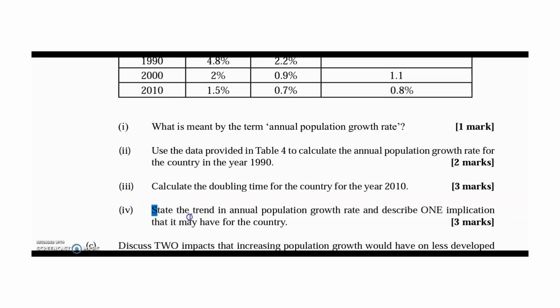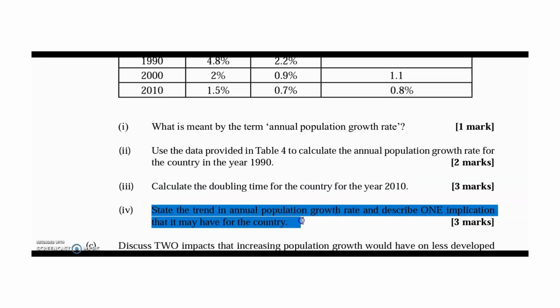Now state the trend, part 4, in the annual population growth rate and describe one implication that it may have for the country. Now students, the annual population growth rate from 1990 was in fact 2.6%, it dropped to 1.1, then 0.8. That growth trend is associated with a very dramatic decline progressively within the 20-year period. It actually went below the replacement level fertility. And if that happens, that means there can be a significant decline in the population, which could actually be tantamount to reduced productivity.